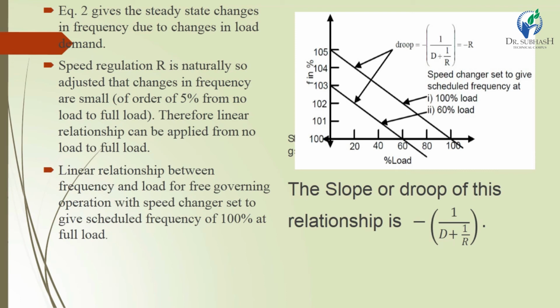Speed regulation R is naturally so adjusted that the change in frequency is very small, of the order of 5% from no load to full load. Therefore, a linear relationship can be applied from the no load to full load condition. The linear relationship between frequency and load for free governor operation, with the speed changer set so that the scheduled frequency is 100% at full load, is known as the speed slope of this relationship.